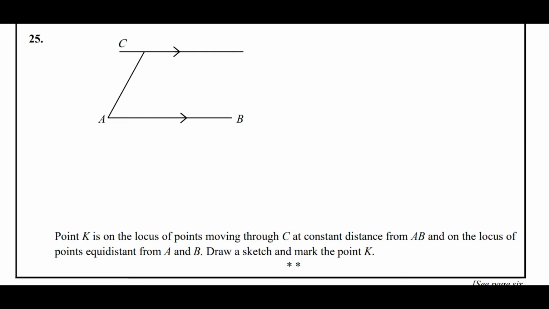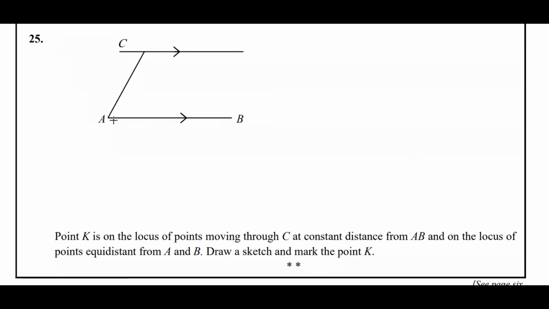Point K is on the locus of points moving through C at a constant distance from AB and the locus of points equidistant from A and B. Draw a sketch and mark the point K. There's a point named K. The point K is on the locus of points moving through C, right? Constant distance from AB, right? We can clearly see these two are parallel lines. And points equidistant from A and B.